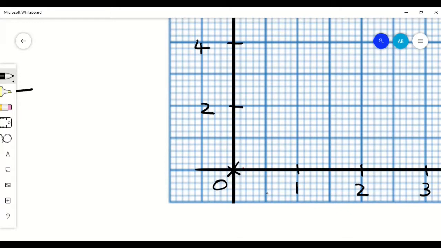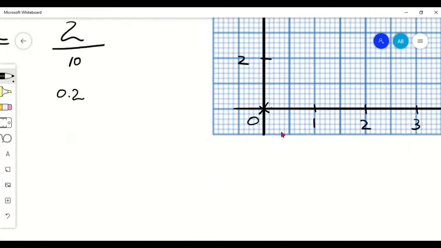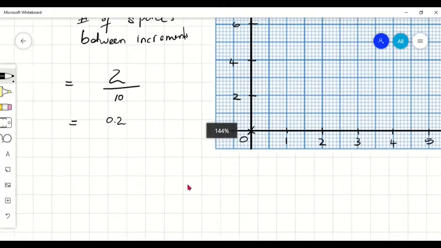So based on our check, we recognize that that scale value, that scale increase is correct. So on our y-axis, we are increasing by 0.2 for the smaller divisions. Now, can you do a quick check and tell me what this scale increment is for the x-axis? Got it? Okay, let's work it out.